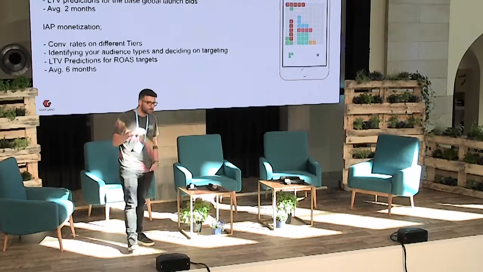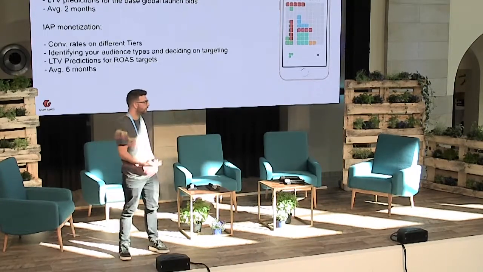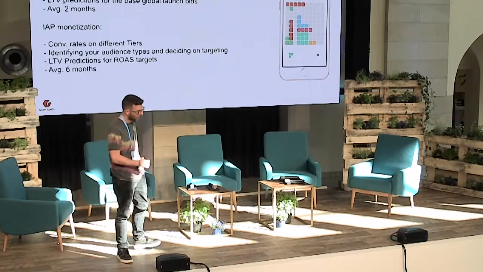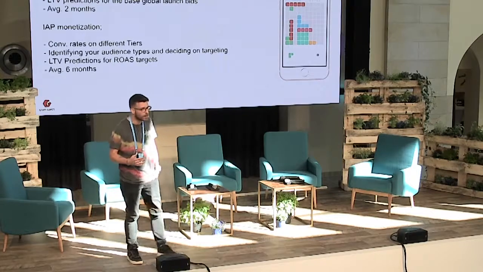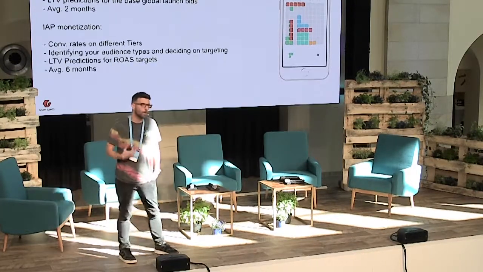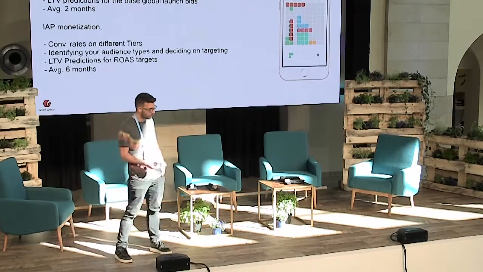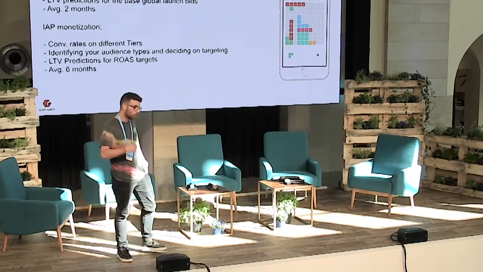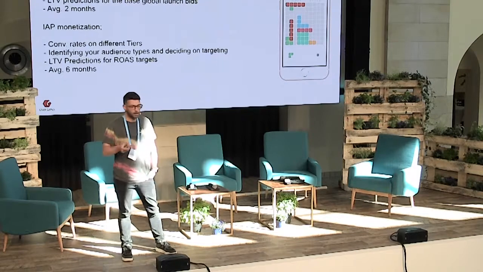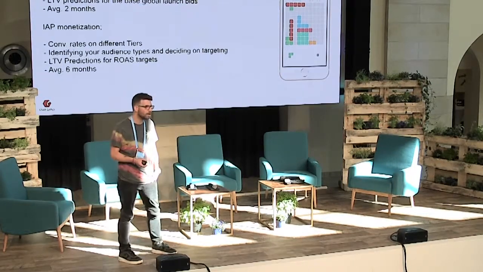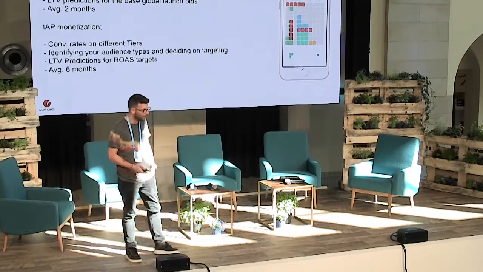On the purchase side, we check conversion rates on different tiers. You have to understand your conversion rate in every tier so you can act on it. Identifying your audience and deciding on targeting is quite important because, unlike ad-based titles, you now have an audience from which you can generate revenue. Finding that audience is quite important. LTV predictions define your ROAS goals, return on ad spend goals, and it usually takes 6 months, but the best is to do it for at least a year.